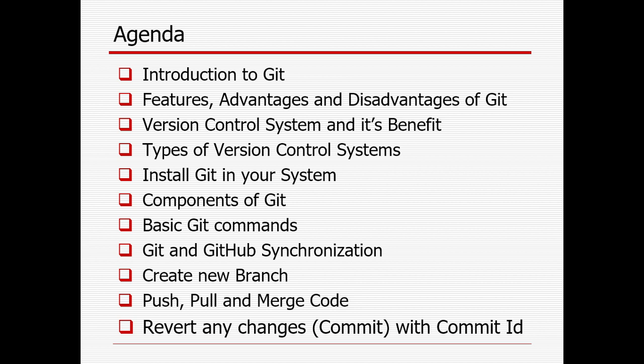you can use in your daily life, how you can synchronize Git with GitHub, how you can create and delete a branch, how you can push, pull and merge your code, and in case you already made some mistake, how you can revert that commit with the help of the first 7 digits of your commit ID. Okay, so if you go through the video completely, from an automation testing standpoint, whatever main use you need to make of Git, you will definitely gain the confidence.